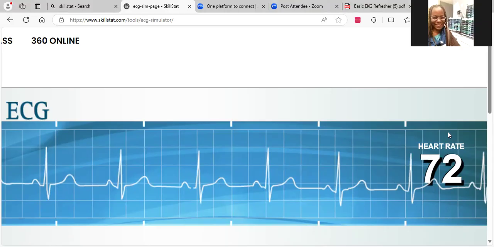This first rhythm is 72 beats per minute. It is a regular rhythm. It has a regular rhythm from R to R, and the heart rate is between 60 to 100 beats per minute. Is this sinus normal sinus rhythm, sinus Brady, sinus tachy, sinus arrhythmia, or sinus arrest?